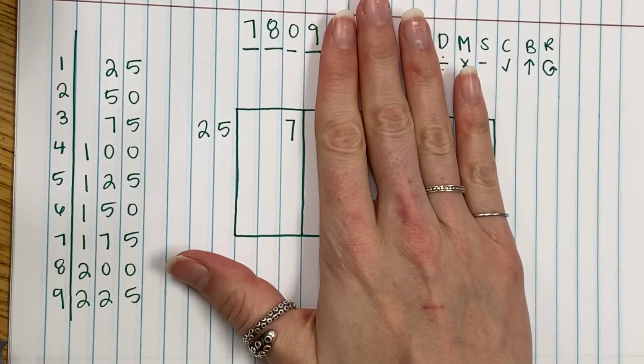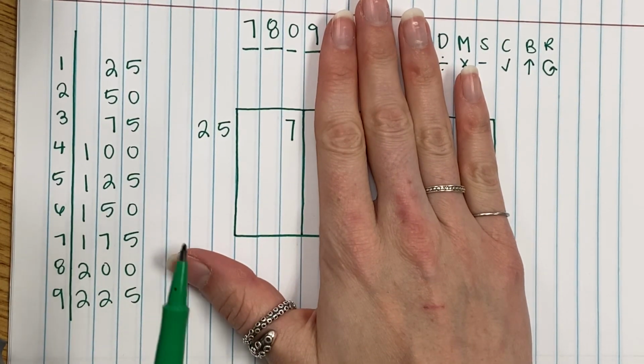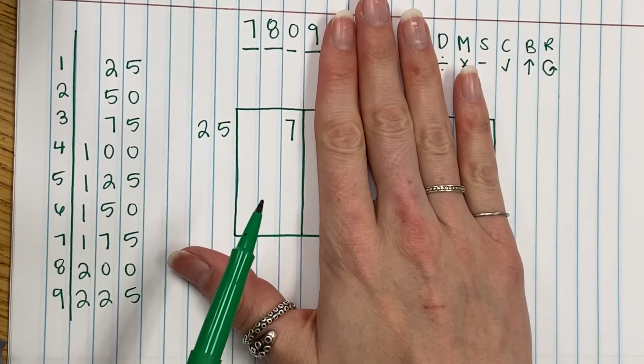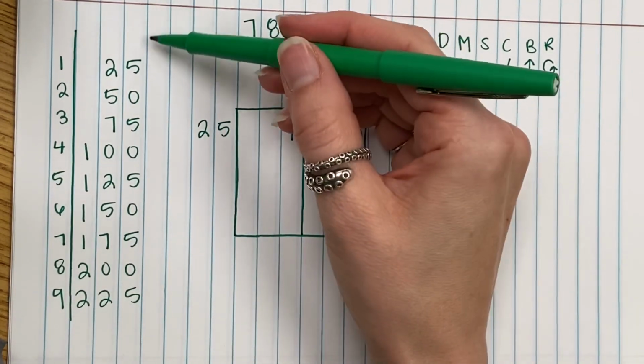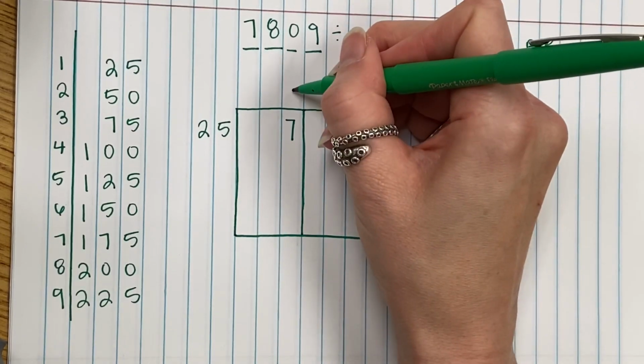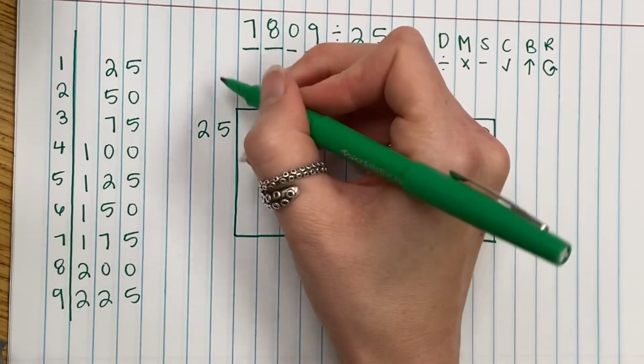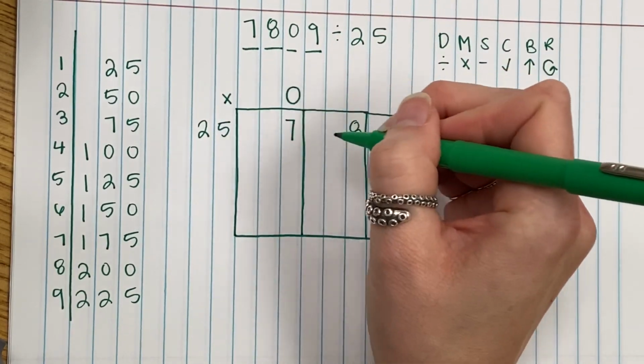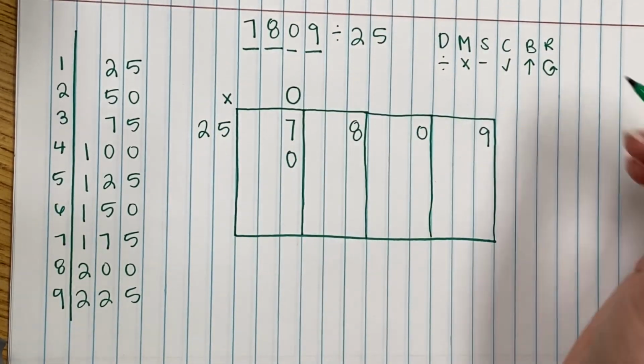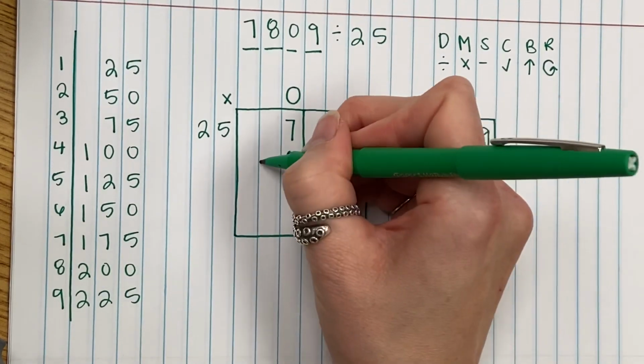So I'm only going to be looking at this first box when I start. So I need to ask myself, how many times can 25 divide into 7? Well, looking at our list of multiples, 25 cannot divide into 7, so I'm going to put a 0 in my quotient. After I divide, I'm going to multiply. 25 times 0 is 0. After I multiply, I'm going to subtract.